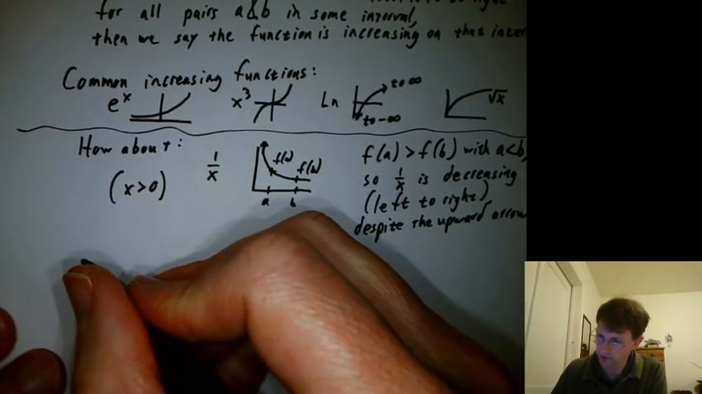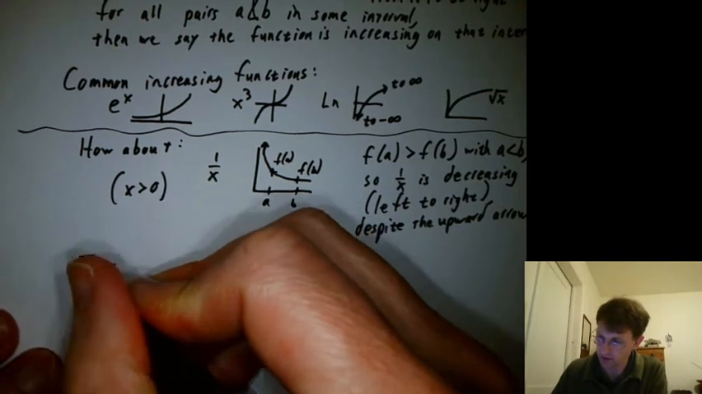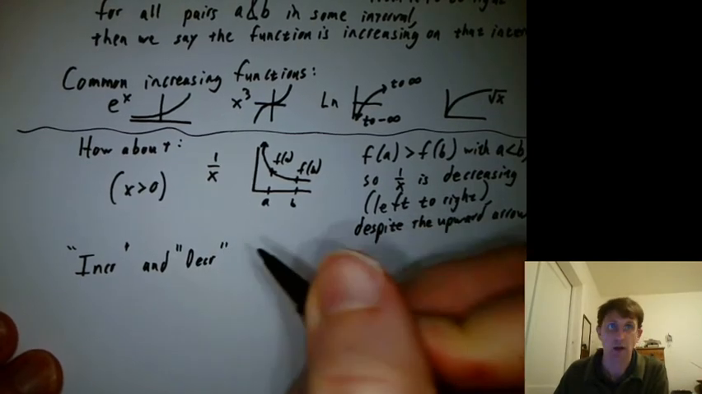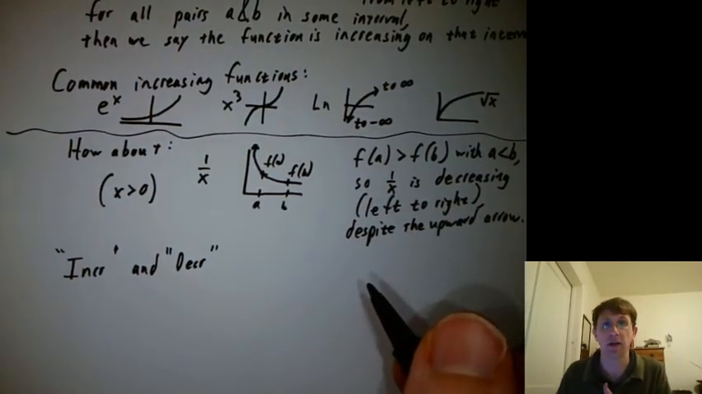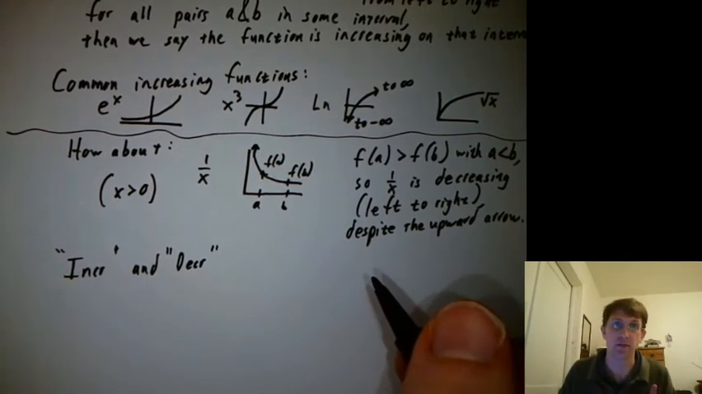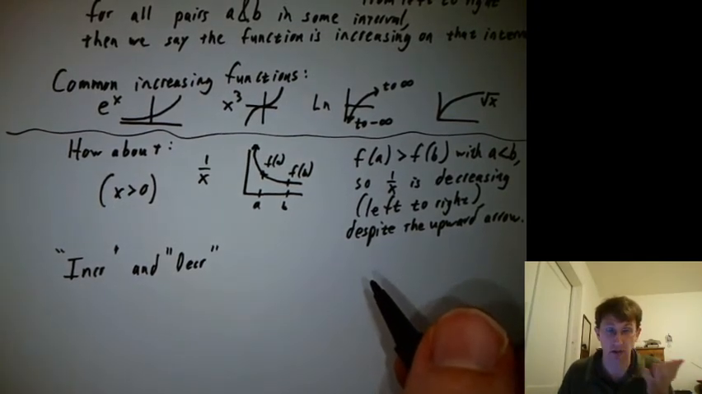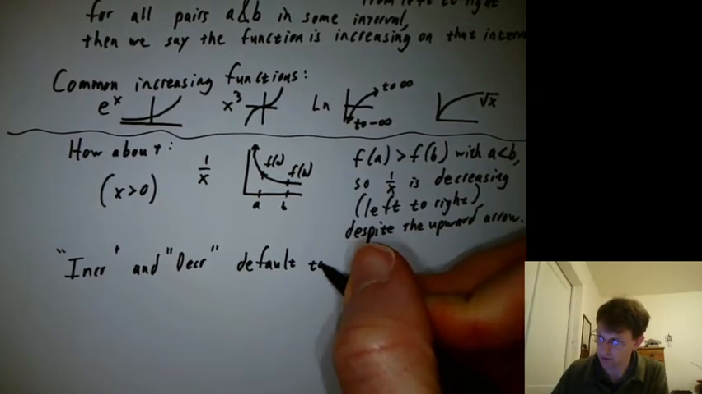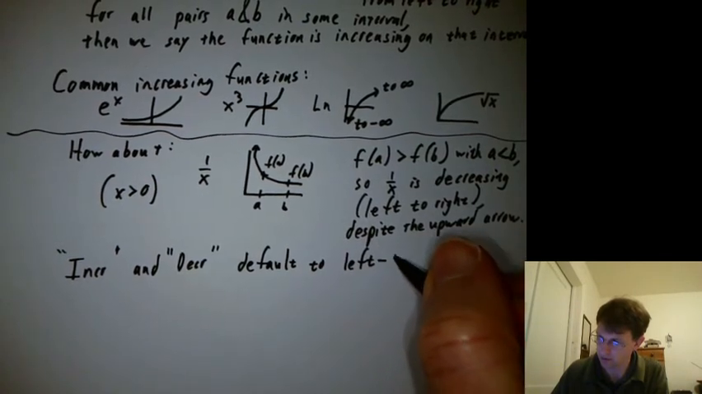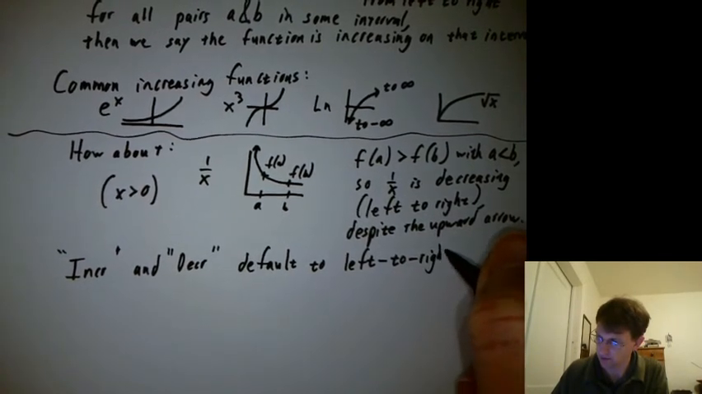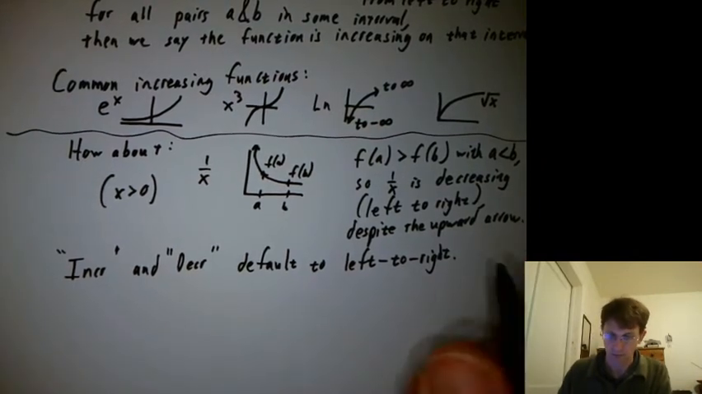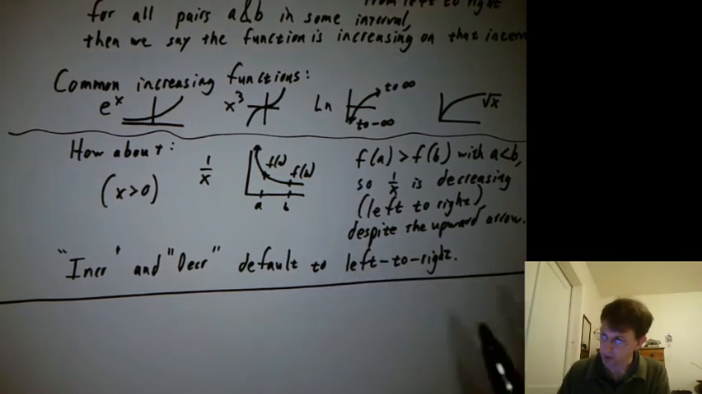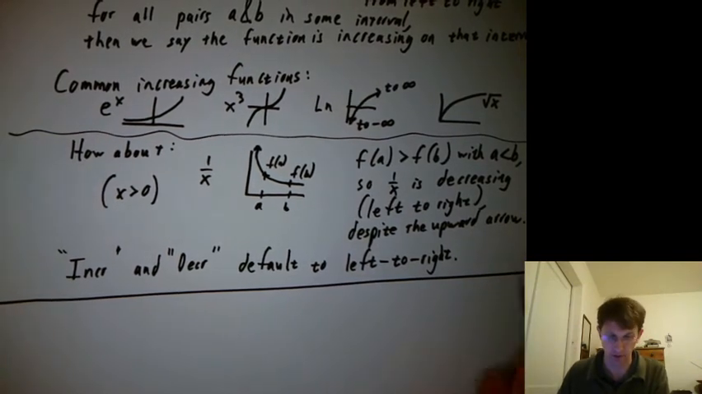Okay, so just to re-emphasize, increasing and decreasing both default to being from left to right. You can say this function is increasing from right to left, but then at least you're specifying what direction you're doing, even though it's not the default. Okay, so that's a definition and several reminders. So increasing and decreasing default from left to right.